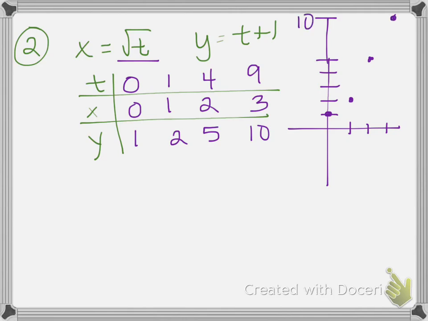And notice it's not exactly a line, it's more like a shape, like a parabola shape, and the arrow's going that way. Because I started at 0, 1, and then I went up to those other points.